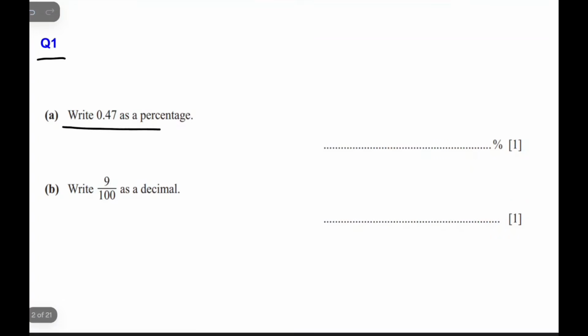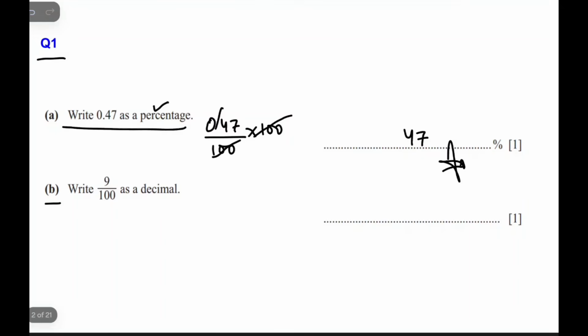Question number 1, write 0.47 as a percentage. So 0.47, if we remove the decimal, can be written as 47 upon 100. In order to convert into a percentage, we will multiply by 100. This cancels, we get 47% as our answer.